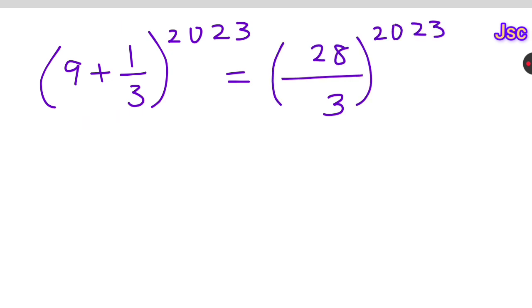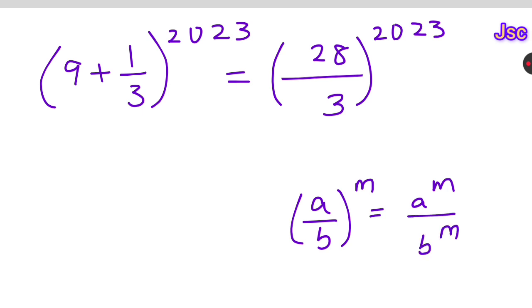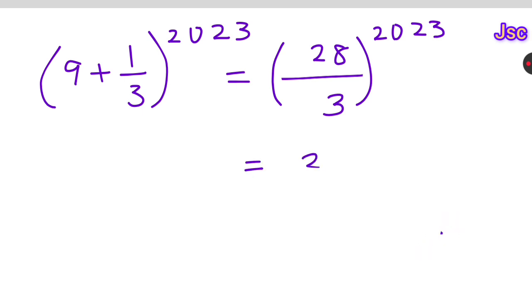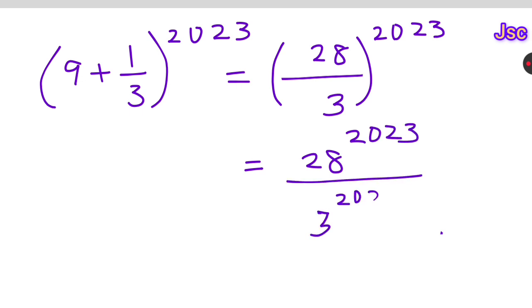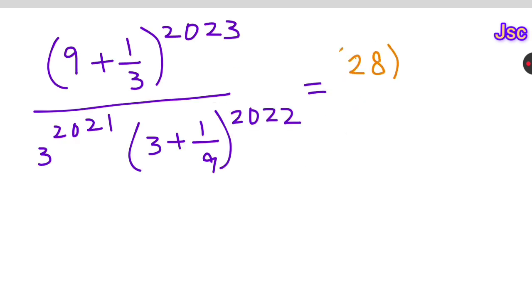Now it is in the form of (a/b) whole raised to the power of m. We can write this as a to the power of m over b to the power of m. So I am going to write this as 28 raised to the power of 2023 over 3 raised to the power of 2023. So let's take this as a numerator. This is my numerator. Now I am going to simplify the denominator.